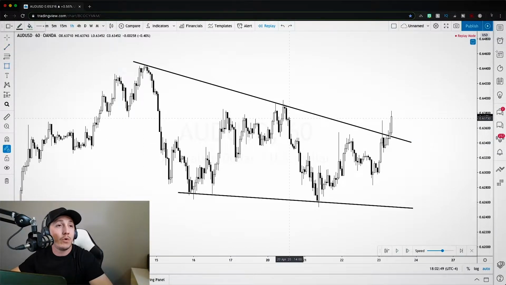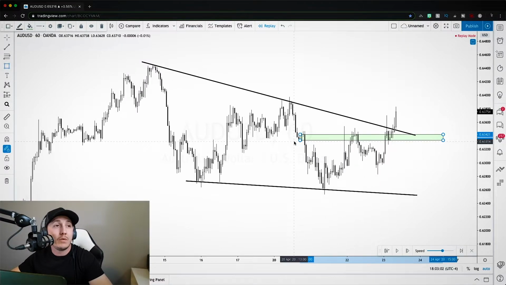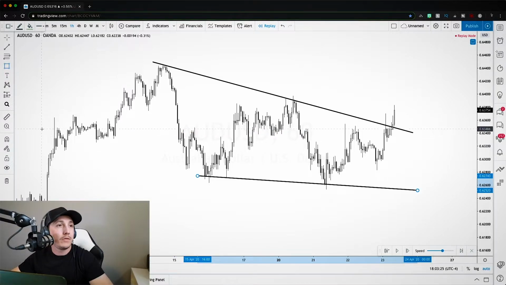All right. So I'm going to throw up a structure level here at our previous zone right here. As you can see, we had a test here, test here, test here. And if we wanted to be more specific, we can actually, that's not what I wanted. All right, so this is going to be our zone right here.